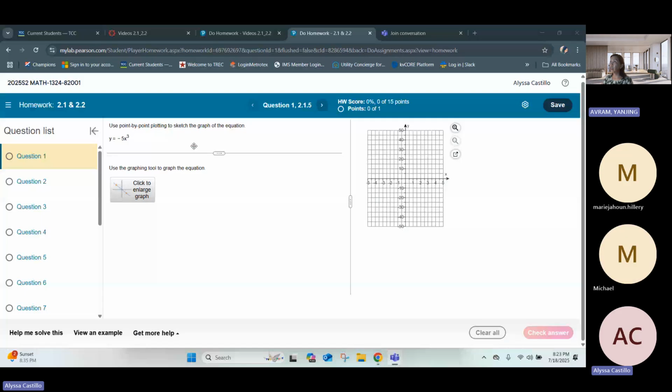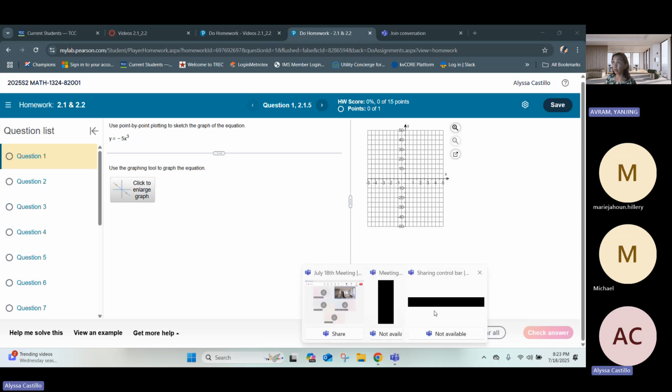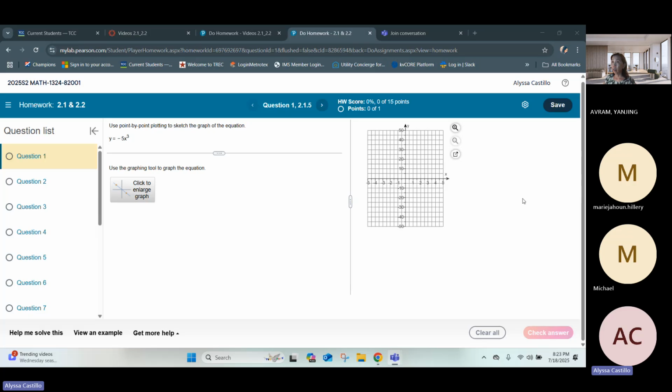So this is the first question on the 2.1 and 2.2 homework. All right, for this one you want to click on this enlarge graph before you can put it in here. Using the point-by-point method to graph this one, you have to calculate at least 2 or 3 points. Before you do this one, you have to write down, say, when x is 0, y will be 0, and when x equals 1, y will be -5. You have to calculate a couple of points before you can sketch the graph.